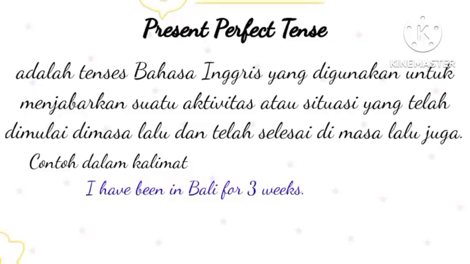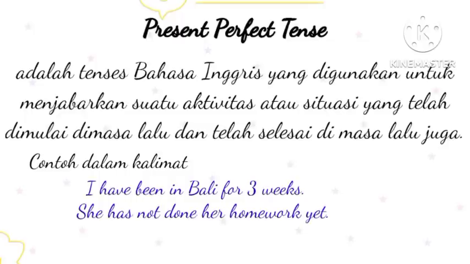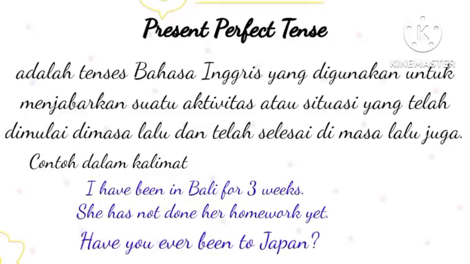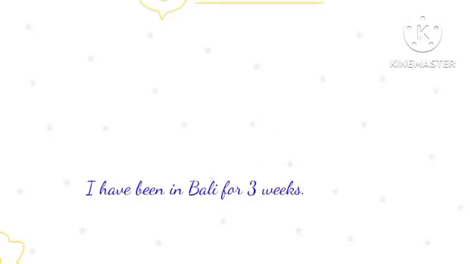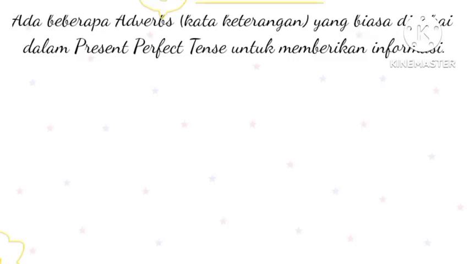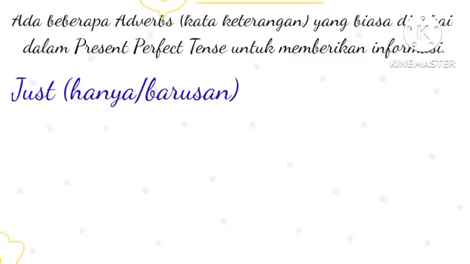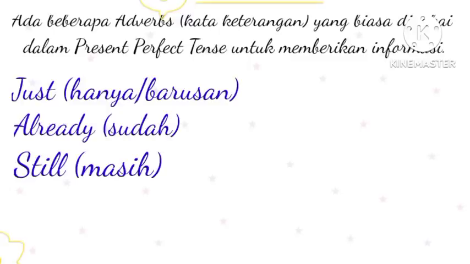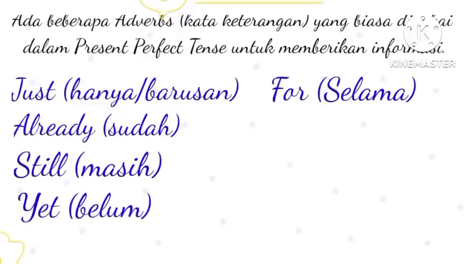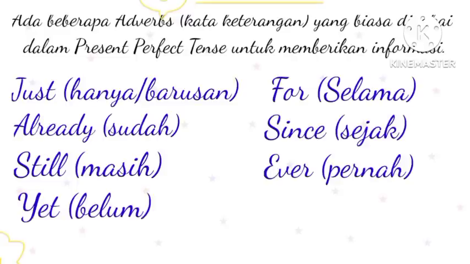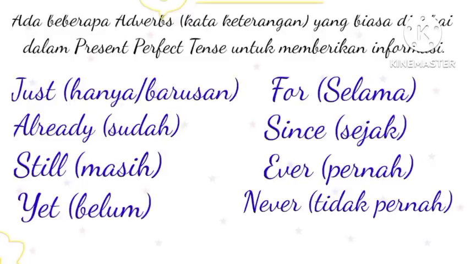Contoh dalam kalimat, I have been in Bali for 3 weeks. She has not done her homework yet. Have you ever been to Japan? Okay, itu contoh dalam kalimat. Okay, ada beberapa adverbs atau kata keterangan yang biasa dipakai dalam present perfect tense. Such as just, hanya, kebarusan, already, sudah, atau telah, still, masih, yet, belum, for, selama, since, sejak, ever, pernah, and never, tidak pernah. Okay, that's all for the adverbs.